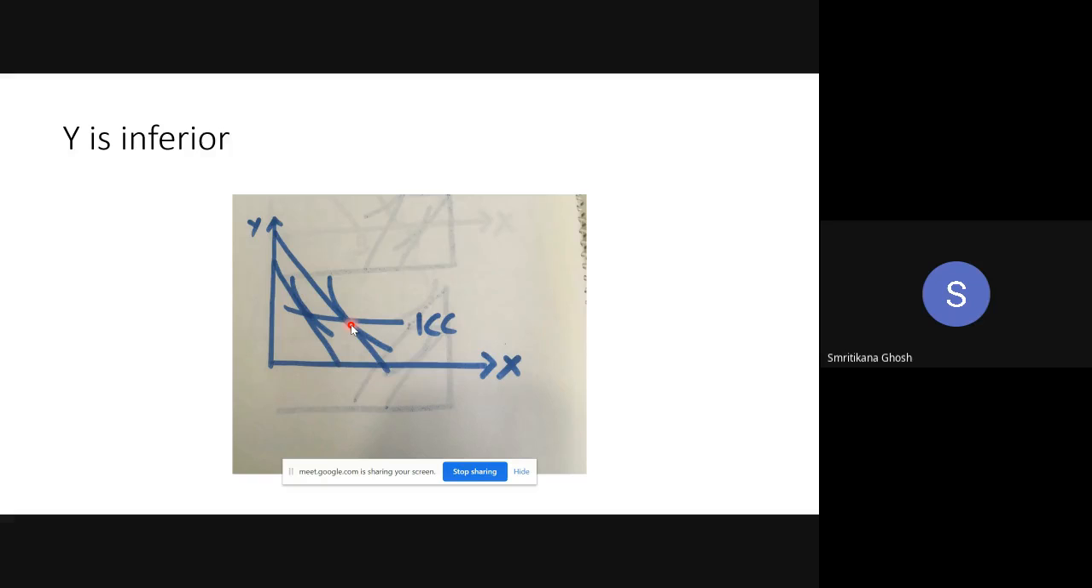Any of the commodities must be normal. It may be possible that one of these two is inferior. Okay, fine. So you are reducing consumption of that, but you have to increase consumption of the other so that your increased income can be spent on it. Okay.